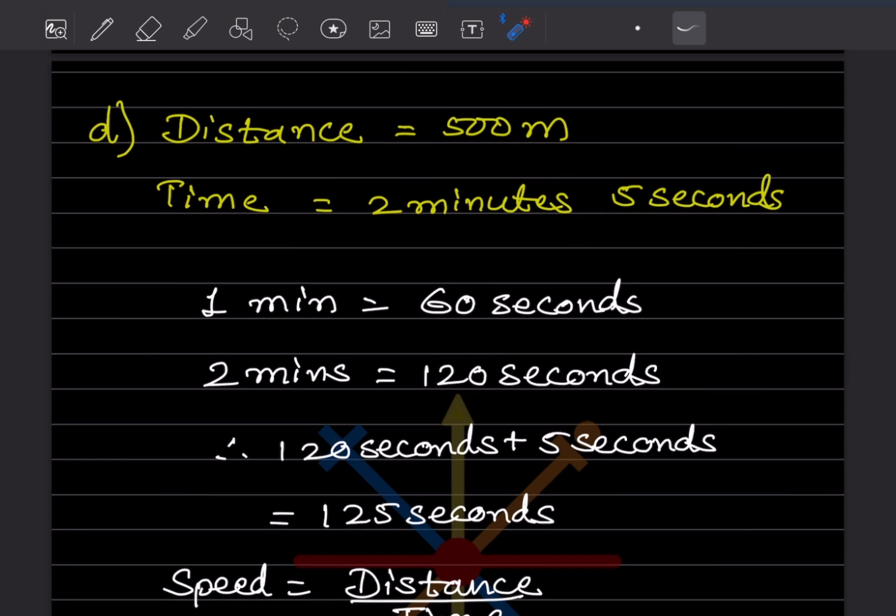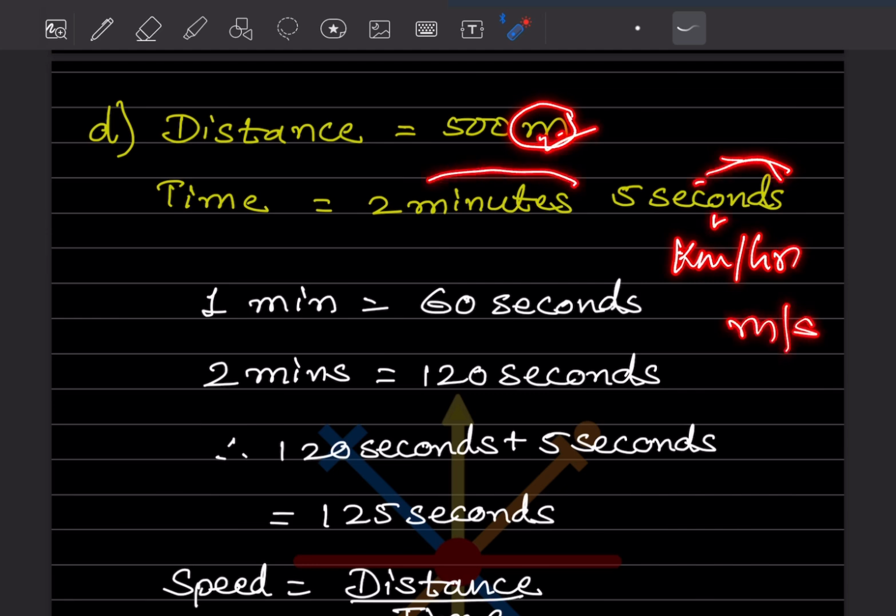Now here the distance is 500 meter and this is 2 minutes and 5 seconds. So we can make this one as meter per second, but then meter and per second, either you have to make it kilometer per hour or meter per second. So we have here meter and we have here seconds, but then this is minutes. So this minutes we have to convert to seconds.